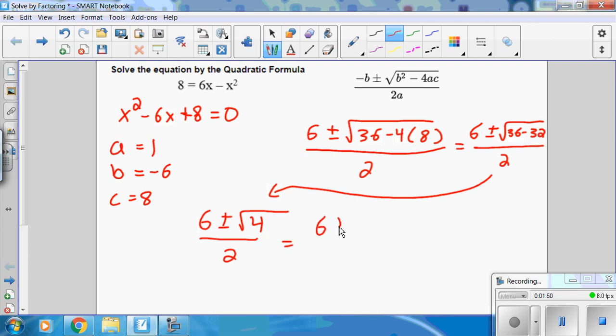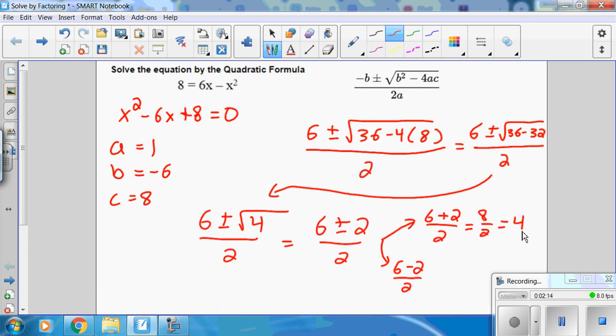You have 6 plus minus the square root of 4, which is 2. All that's over 2. Now we're going to break this up. 6 plus 2 divided by 2, and we're going to have 6 minus 2 divided by 2. 6 plus 2 is 8, divided by 2, you get 4. That's one solution. 6 minus 2 is 4, divided by 2, and you get 2, and that's the other solution. So your two solutions are x equals 4 and x equals 2.